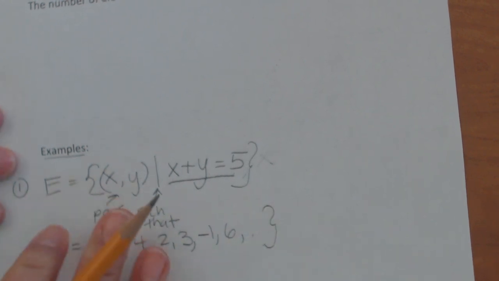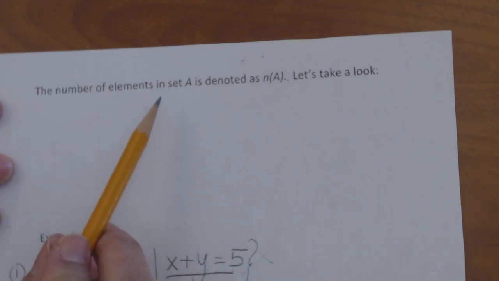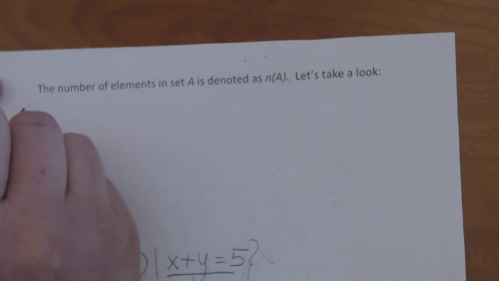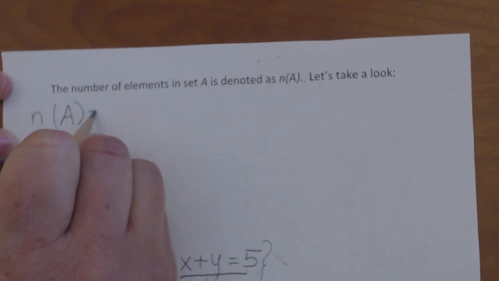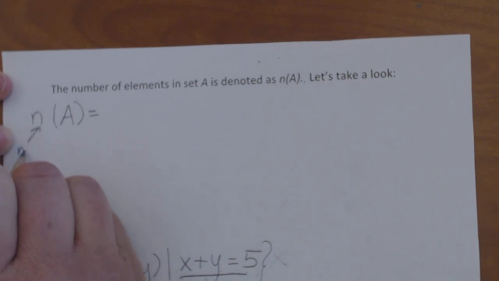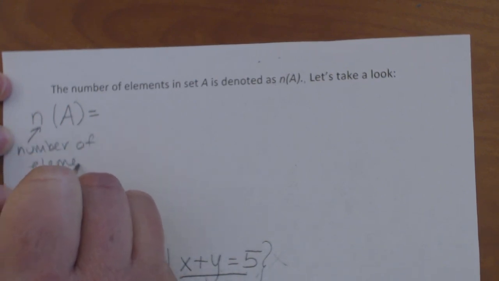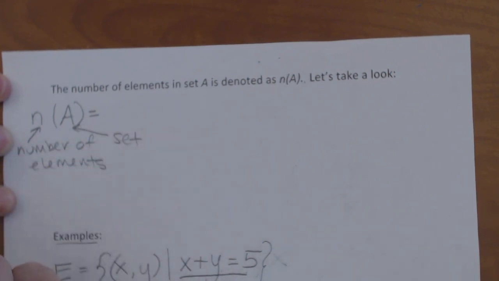Okay, now let's go back to the number of elements in set A, which is denoted by n of A. So what does this mean? I'm going to write down what that actually means. So this is the number of elements, and this is the set that I'm talking about. So the number of elements in set A.